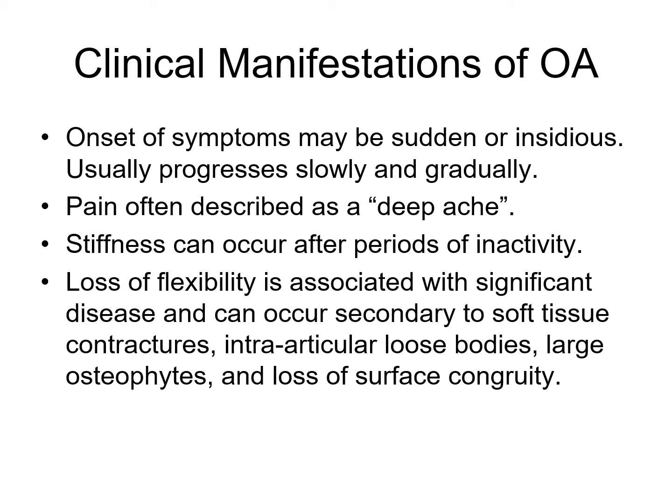In terms of osteoarthritis, the person may describe stiffness, and this stiffness may occur after they've been inactive, after they wake in the morning, or they've been sitting for a period of time, or generally resting. The loss of flexibility is often associated with significant osteoarthritis disease and can occur as a secondary phenomenon to soft tissue contractures, loose bodies or cartilage breaking off, large osteophytes or spurs, and loss of that joint surface continuity or congruity. A normal healthy joint has that normal joint space, which not only represents normal cartilage, but also that cartilage provides a separation of the joint, which creates a tension load to the surrounding ligaments.